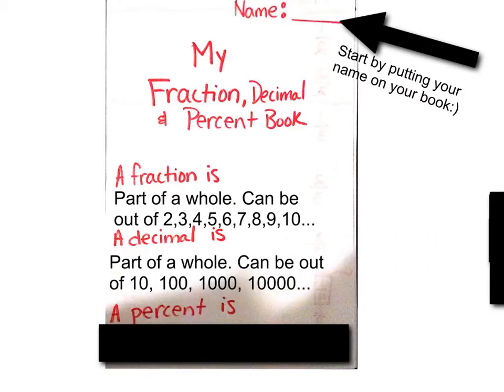A decimal is also part of a whole, and it can be out of tens, hundreds, thousands, 10,000s, 100,000s. As long as it's a power of 10, it can be out of it for a decimal. So think of a place value chart.